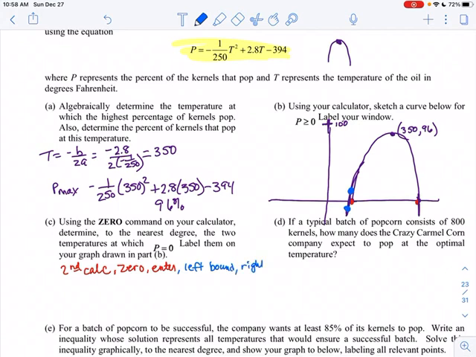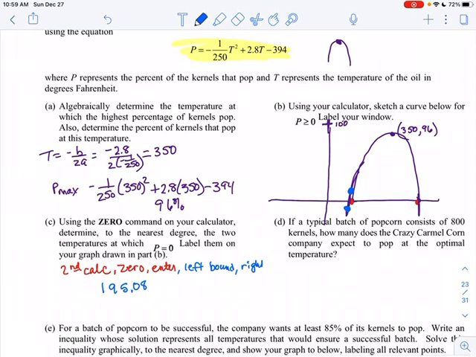So the two blue dots. I hit left bound, I hit enter, and then I use my arrow and go a little bit above that point of intersection and hit enter, and then it's going to say guess, and you hit enter, and it gives me my point of 195.08. We'll round that off. So that's one point of intersection. And now I've got to do it again.